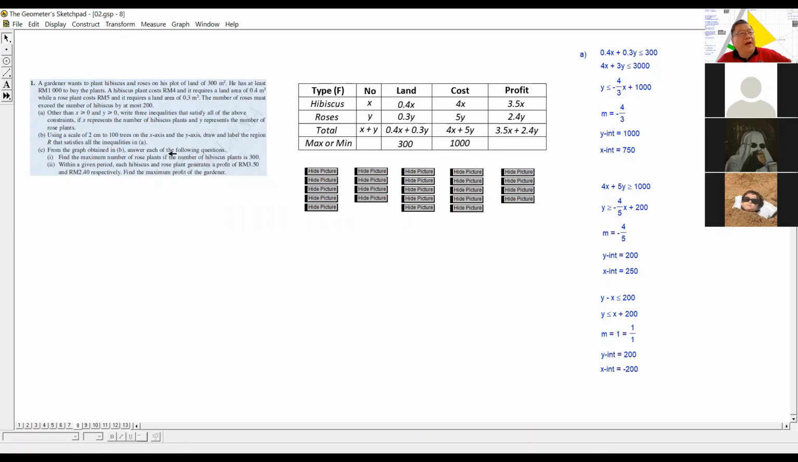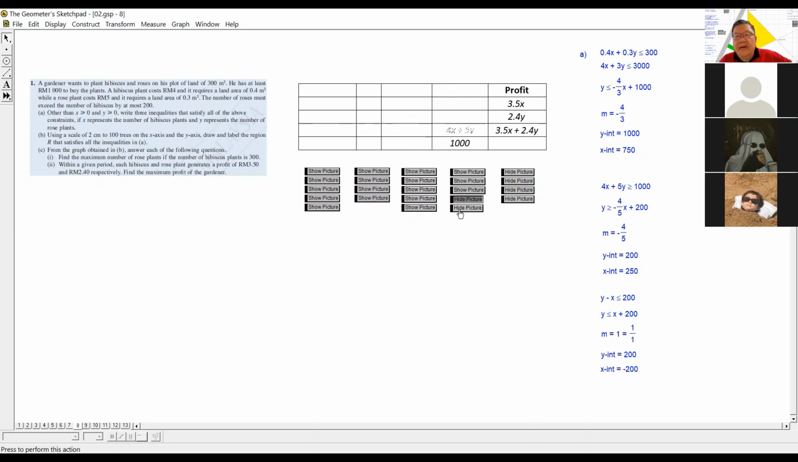Good. This is formative exercise 7.2. Can you read this formative exercise 7.2? A gardener wants to plant hibiscus and roses on his plot of land of 30 meters square. He has at least RM1000 to buy the plants.